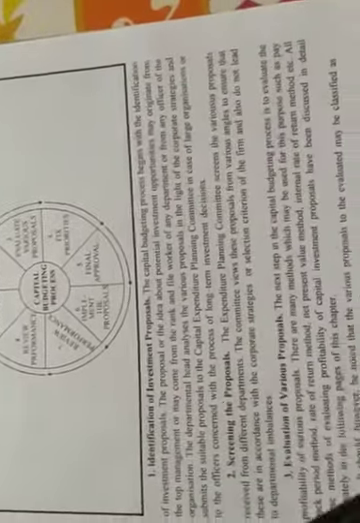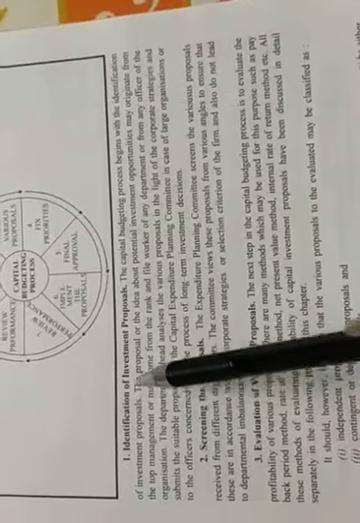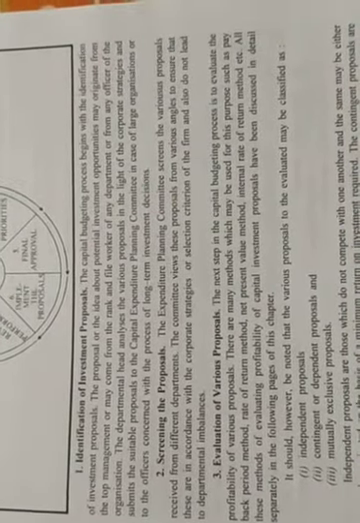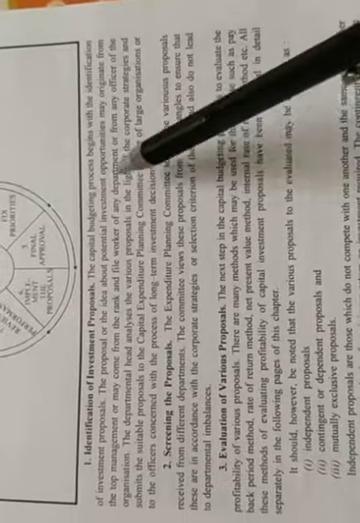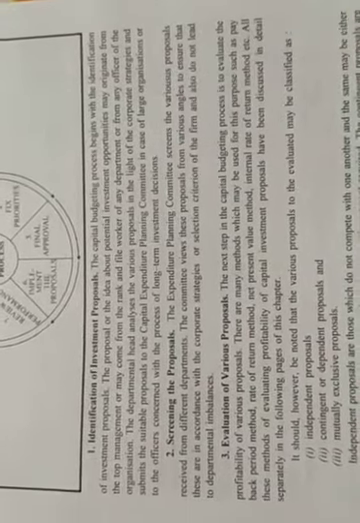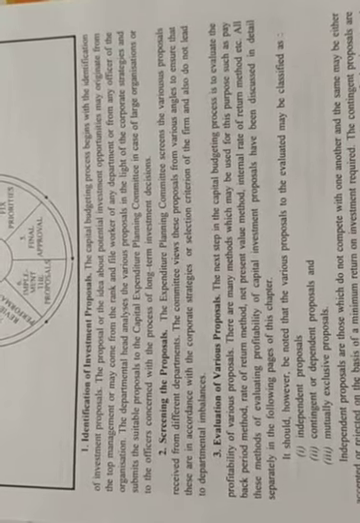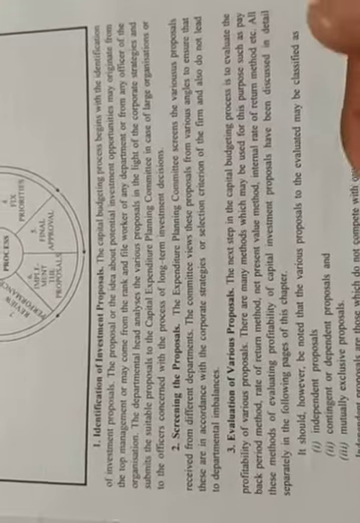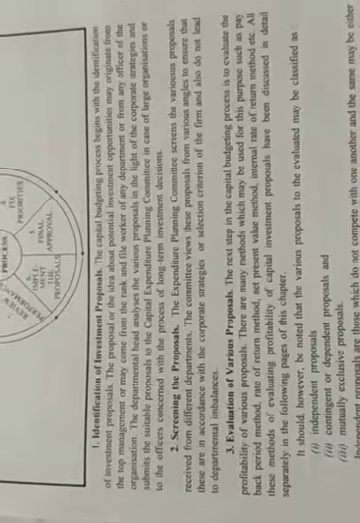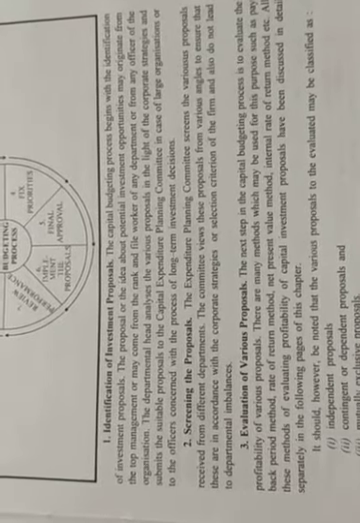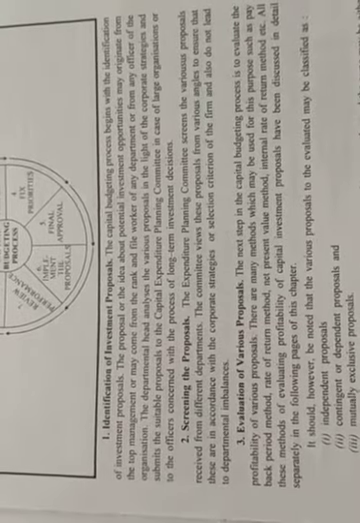The first one is identification of investment proposals. Under this, the capital budgeting process begins with identification, meaning it identifies where they need to invest the funds. Second, a proposal can be given by any one person. It may be given by the top management or by a worker.